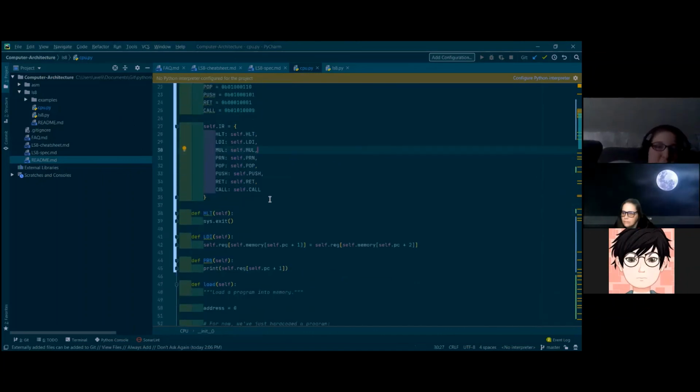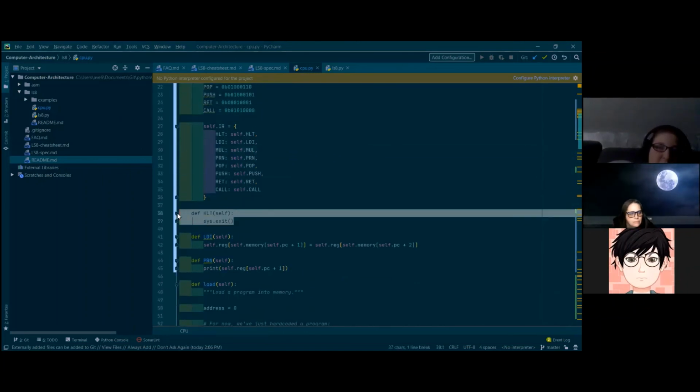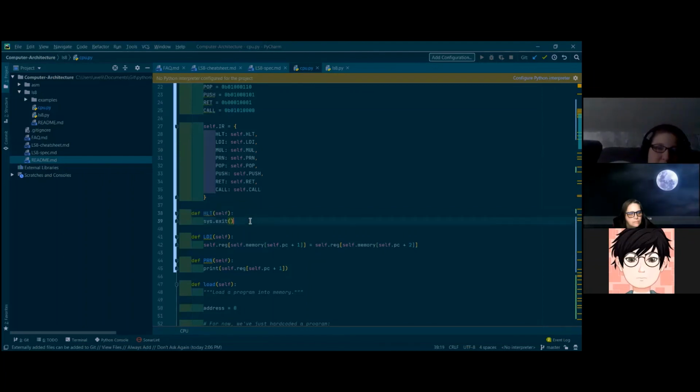HLT is halt. So when we want to create halt, it basically means to exit the program. So sys.exit. See, that's a lot more coding than you think.